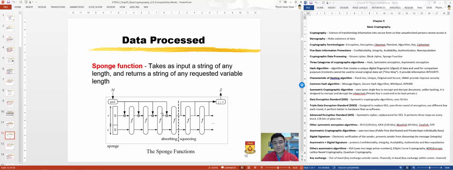So this is like a sponge, right? Initially, you have to inject the water. For example, in the sponge, you have to inject the water. After that, you squeeze out at the output. Okay, there are only three: one is a stream cipher, second is block cipher, and third is sponge functions.